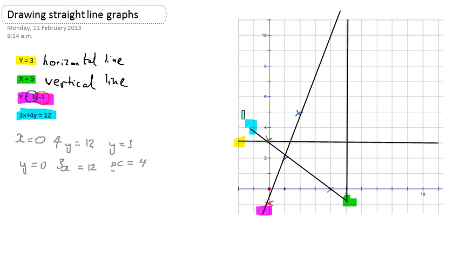So those straight line graphs are really crucial for you to be able to do. This last technique, the one where it's not like that, is really handy for you to know. And the next video is going to look at shading. Good luck.